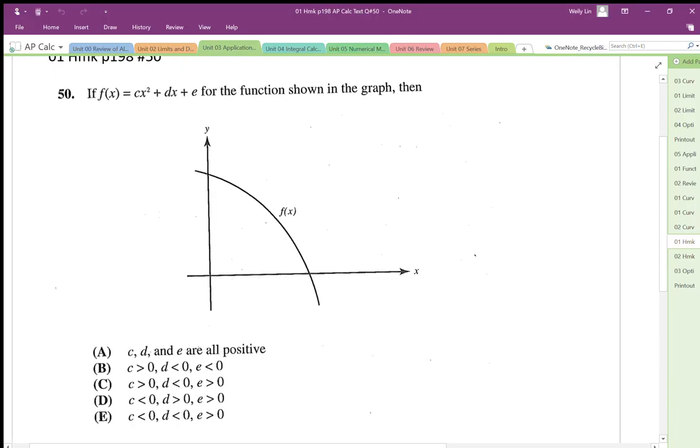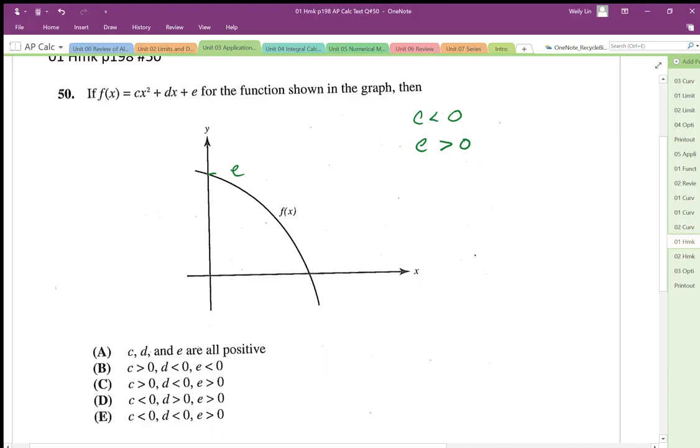So we can establish a few things. Right away, because it's an upside down parabola, we can say that c must be less than 0. In this case here, the e value represents our y-intercept. So e being this point here, the e value must be greater than 0.